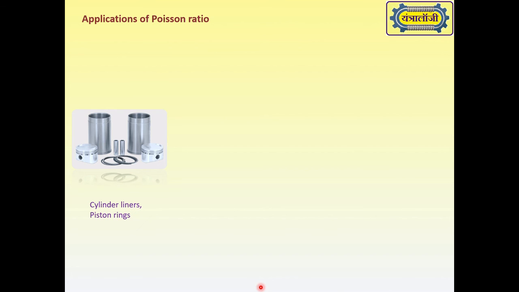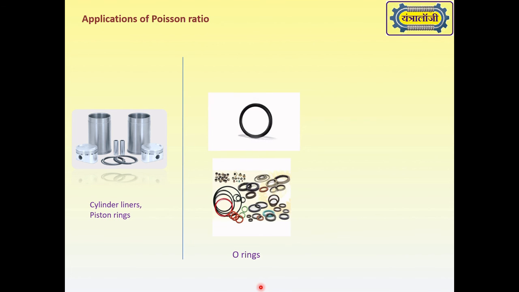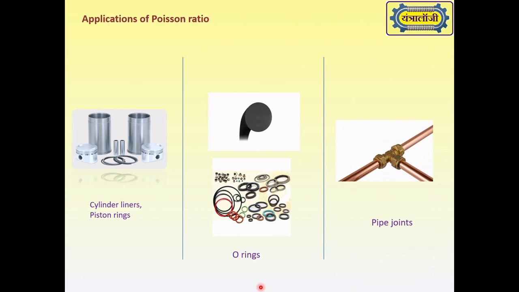Applications of Poisson's ratio. While considering the design of cylinder liners or piston rings of an engine, the Poisson's ratio has to be considered. The same is the case for O-rings for sealing. Also in the design of pipe joints, where because of the hydraulic pressure the length is going to increase but the lateral dimension is going to decrease, we need to consider the Poisson's ratio.